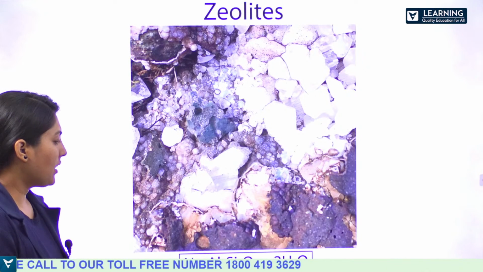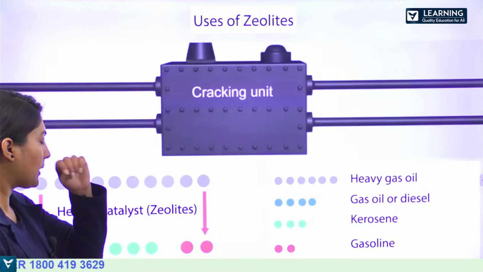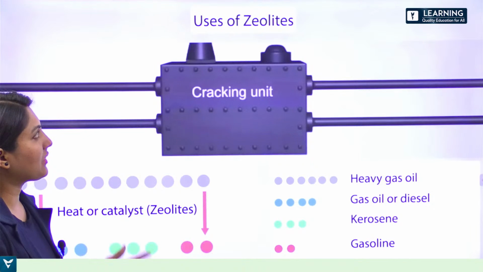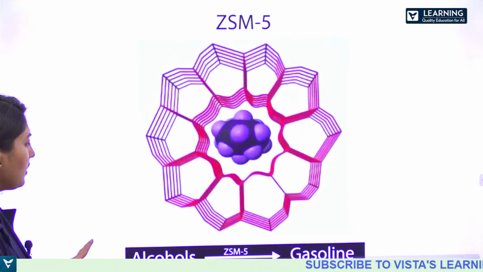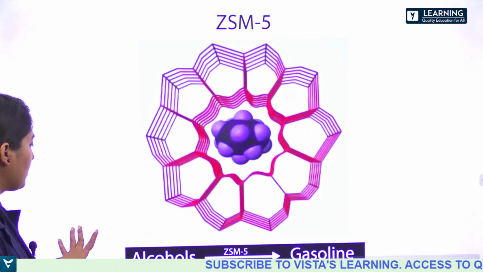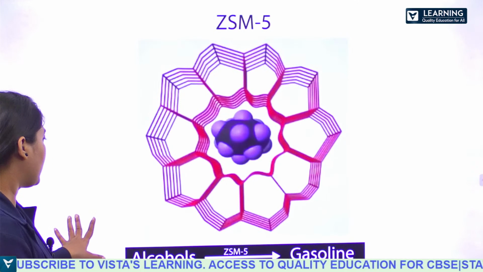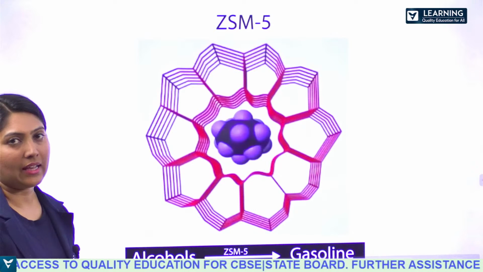So this is Na2Al2Si3O10, the molecular formula of zeolite. Where do we use this? In cracking units. We use it where you can see it can also be used as ZSM5 for the conversion of alcohols to gasoline.